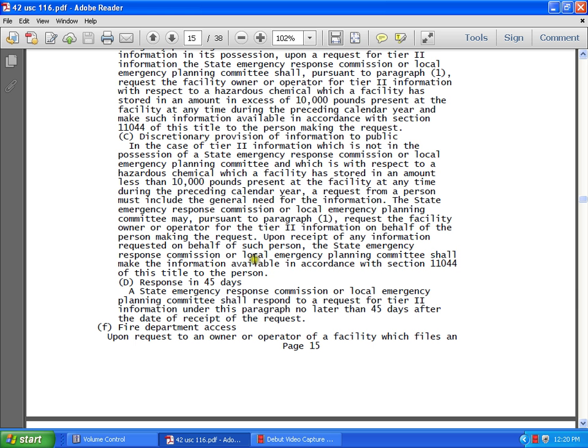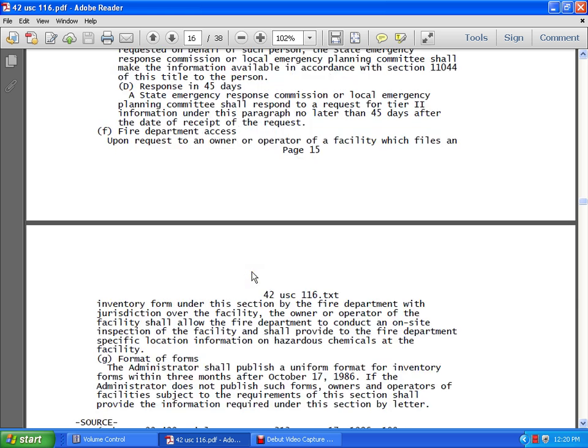Fire department access upon request. The owner or operator of a facility which files an inventory form under this section shall allow the fire department with jurisdiction over the facility to conduct an on-site inspection of the facility, and shall provide the fire department with specific location information on hazardous chemicals at the facility.